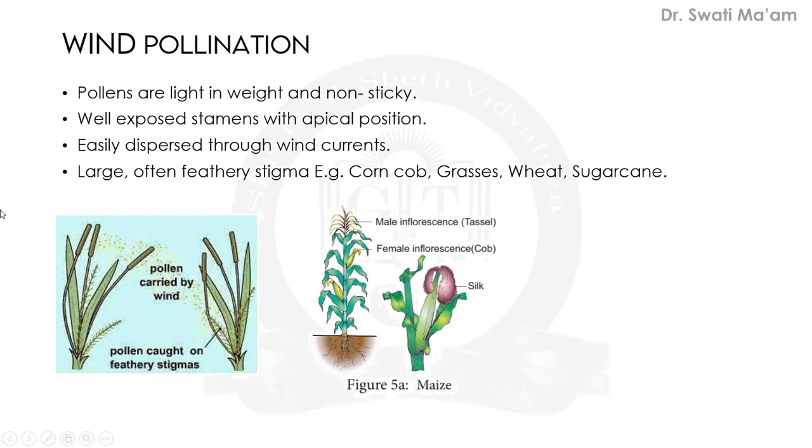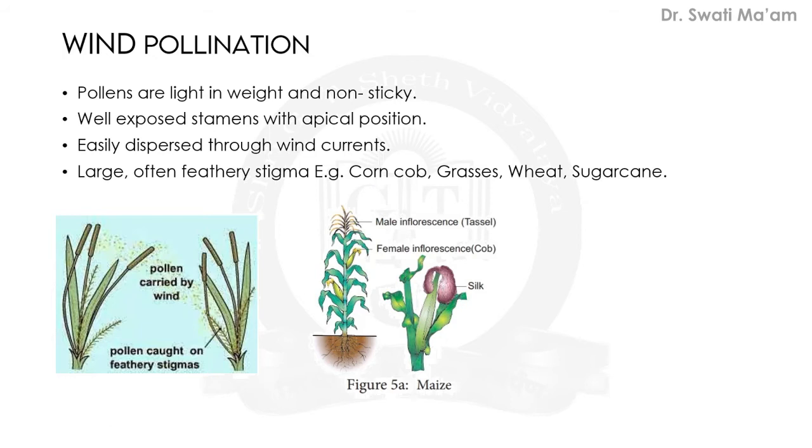In this diagram, we are able to observe all these things. Here, the pollen is carried by wind currents. Then this is the female part, the stigma, where the pollen is collected on the feathery stigma. This diagram shows wind pollination. Wind pollination can be seen in many plants. Some of the examples are given here.